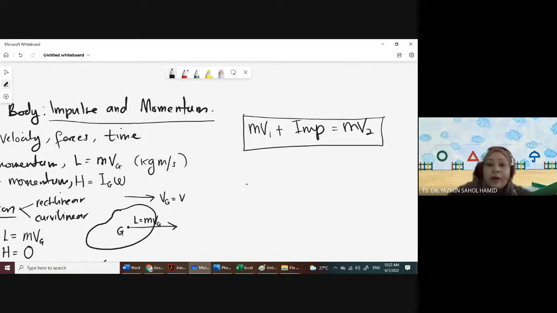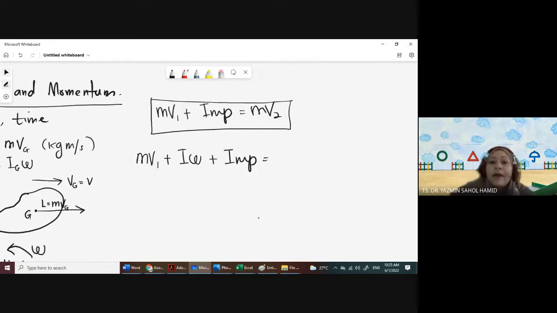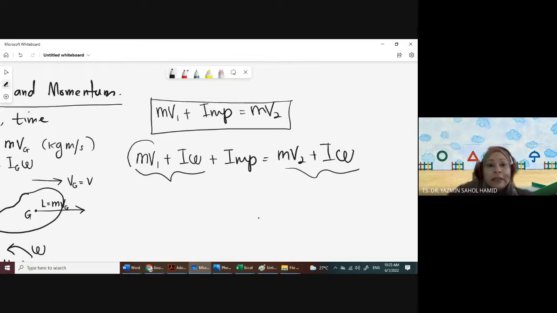So basically, this is from the topic of particles. Now when you're considering rigid bodies, it can be mv1 plus I omega1, plus the impulse, equals to mv2 plus I omega2. So this is the additional part in the topic of rigid bodies. This formula is linear momentum. This one is angular momentum.